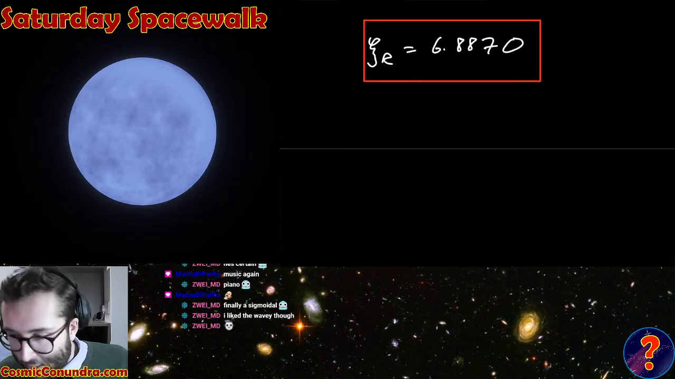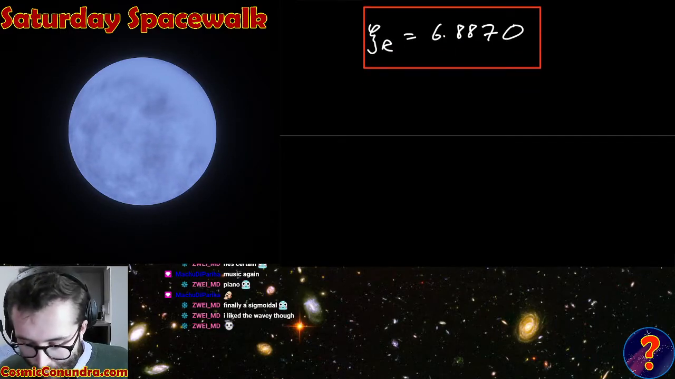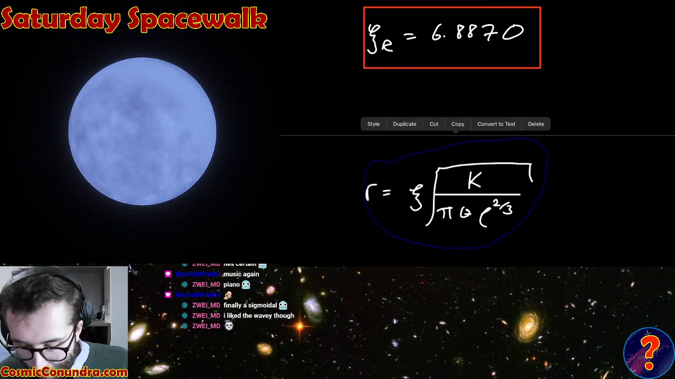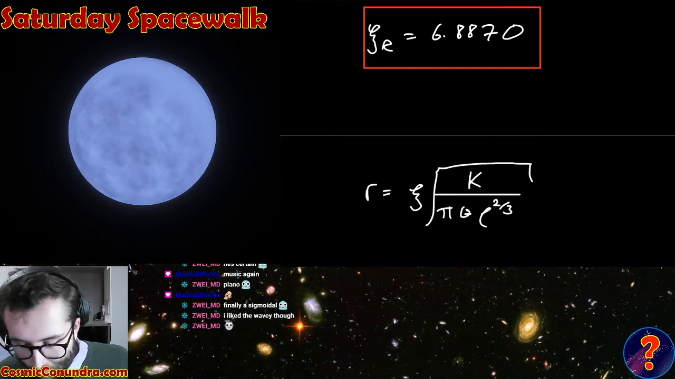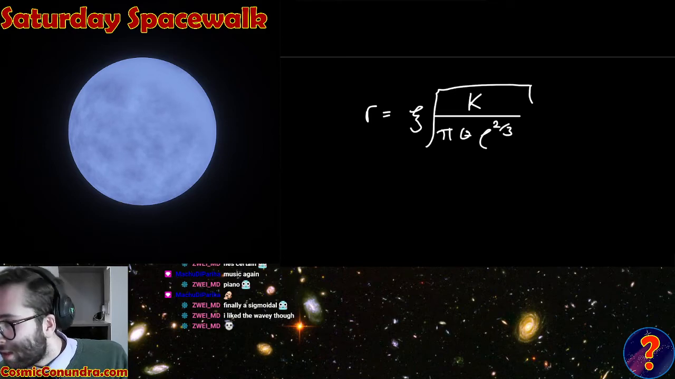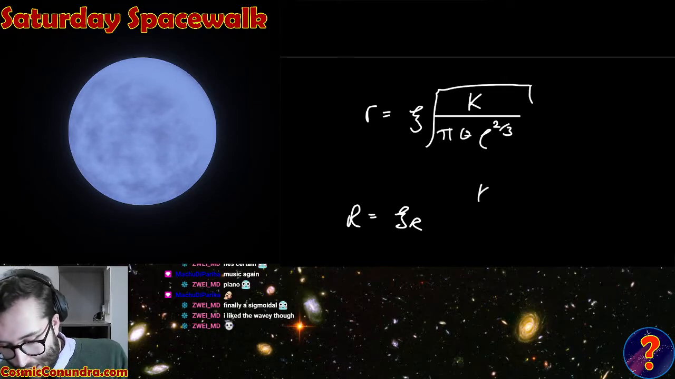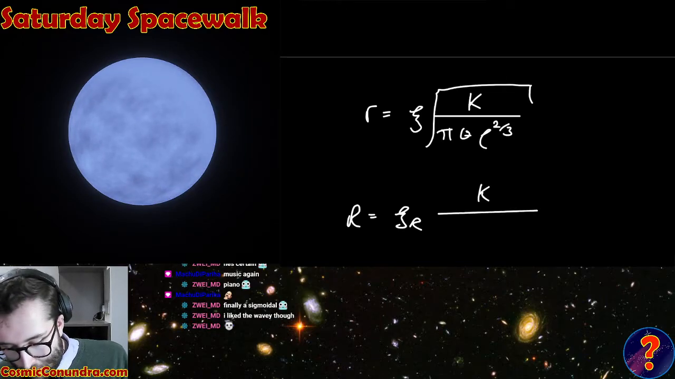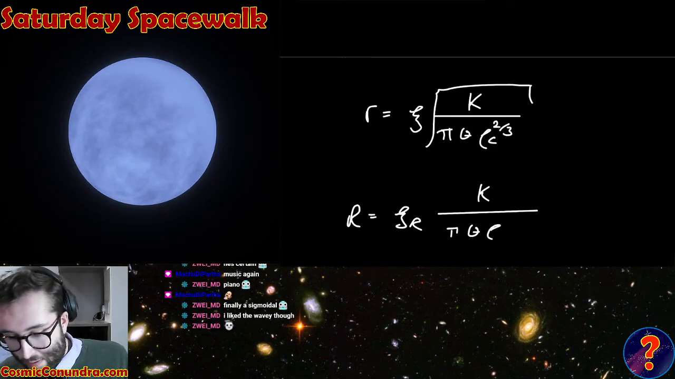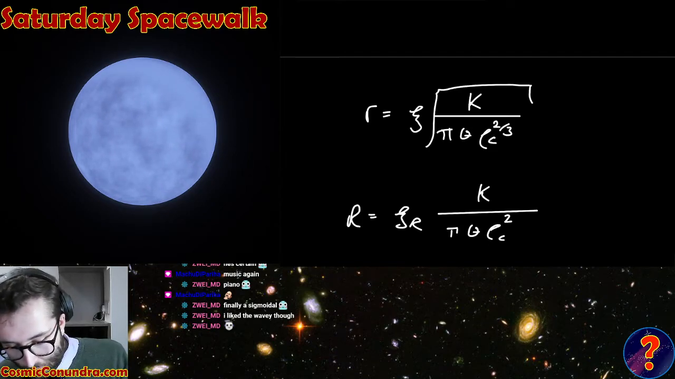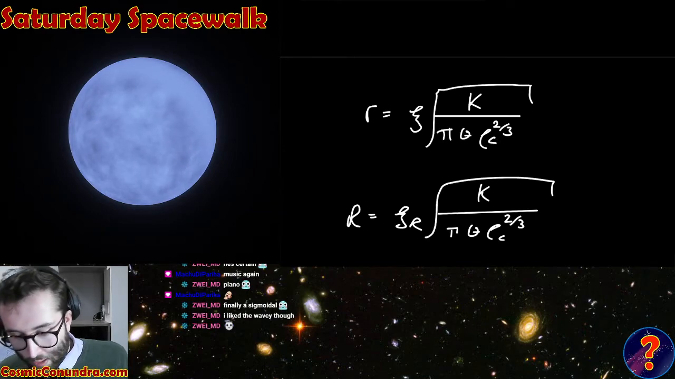So if we found that psi of r is this value 6.887, and r and psi are linked in this way, then that means that r is equal to psi of r, or psi r, times this thing in here. Sorry, this should be a rho c here for the core density.